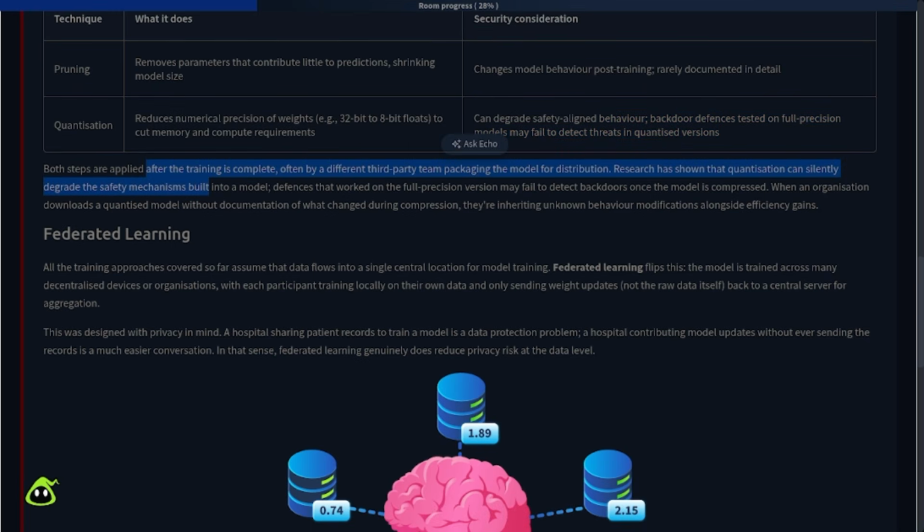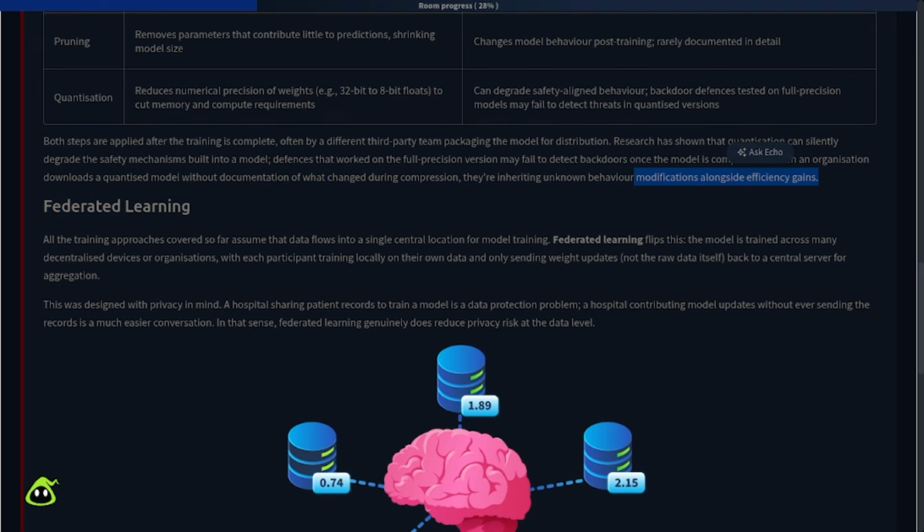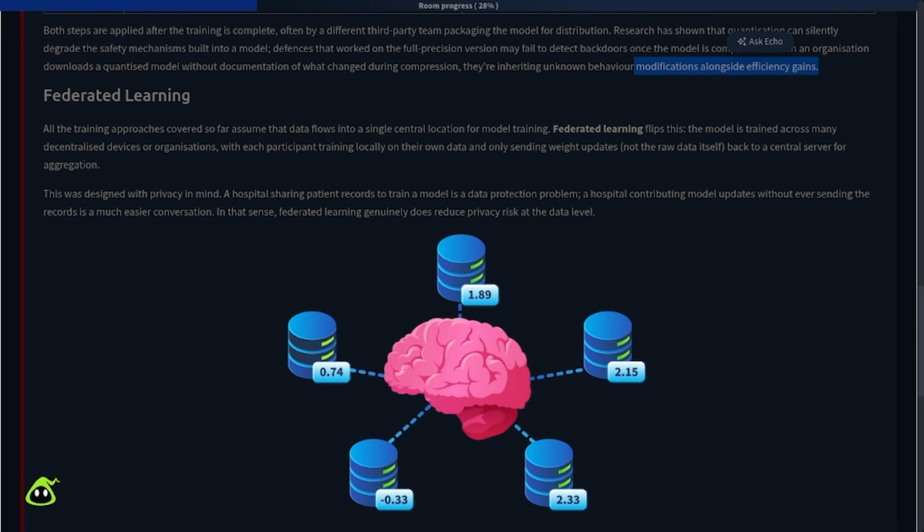So both steps are applied after the training is complete, often by a different third party, a team packaging the model for distribution. Research has shown that quantization can silently degrade the safety mechanisms built into the model. Defenses that worked at full precision may fail to detect backdoors once the model is compressed. When an organization downloads a quantized model without documentation of what changed during compression, they are inheriting unknown behavior modifications alongside efficiency gains. So yeah. Then we have federated learning.